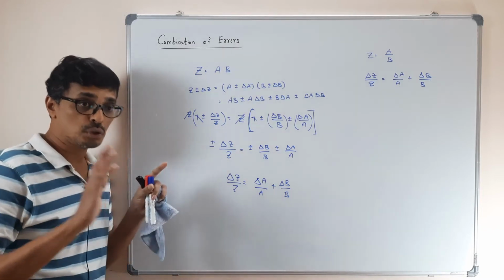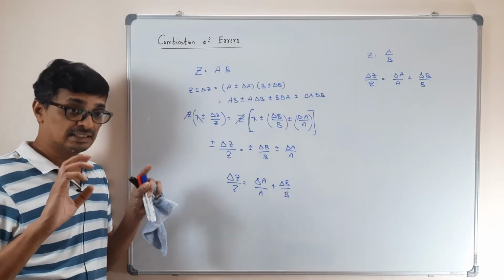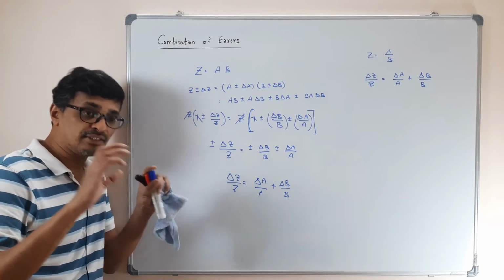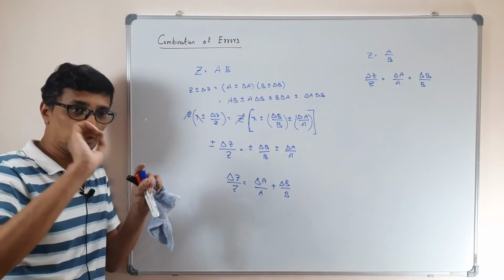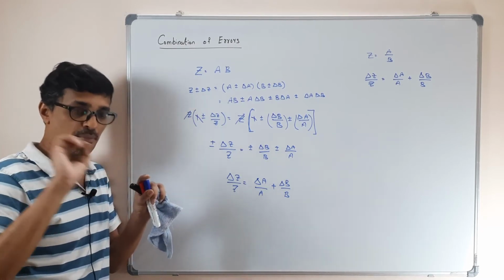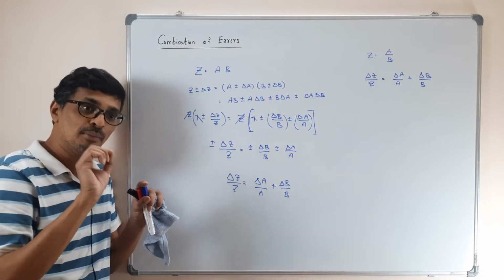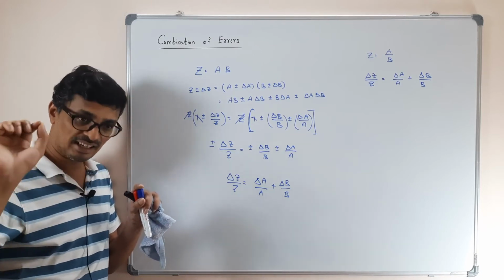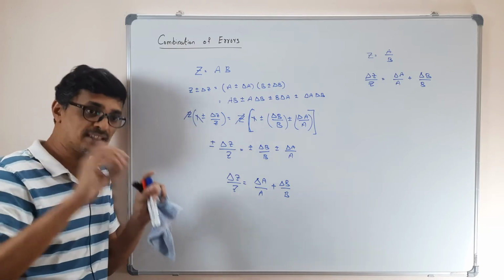So when the two quantities are added, the errors, the uncertainties, will get added. That means Z equal to A plus B or A minus B, delta Z will be delta A plus delta B, even though it is plus or minus.